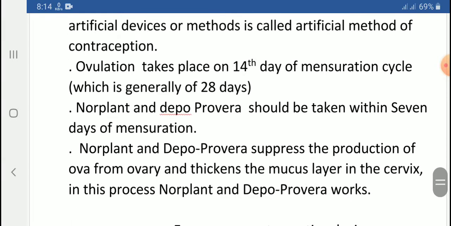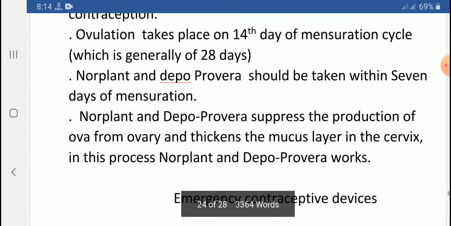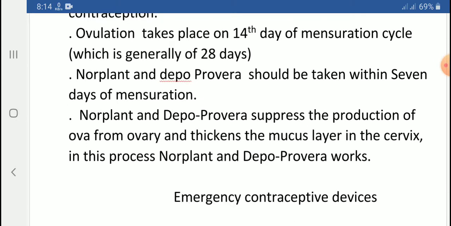Ovulation in females takes place on the 14th day of the menstruation cycle, and the menstruation cycle is generally 28 days. Norplant and Depo-Provera, which are temporary artificial contraceptives for females, have to be taken within 7 days of menstruation. Norplant and Depo-Provera suppress the production of ova from the ovary and thicken the mucus layer in the cervix. In this way, Norplant and Depo-Provera work. So the question may ask how Norplant and Depo-Provera work.